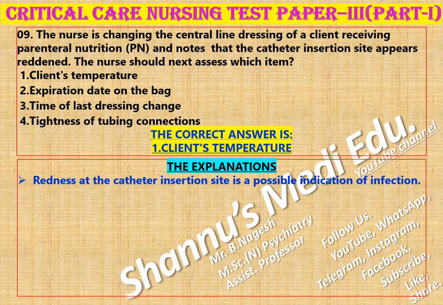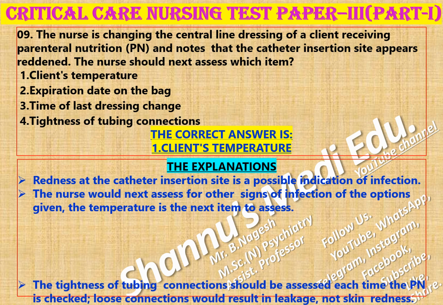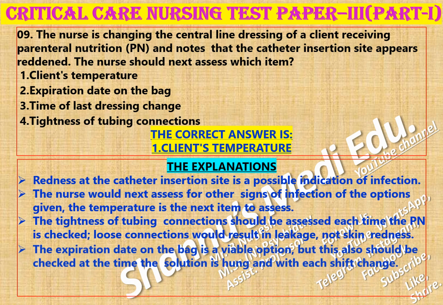The explanation of this question: redness at the catheter insertion site is a possible indication of infection. The next assessment would be for another sign of infection of the options given. The temperature is the next item to assess. The tightness of the tubing connection should be assessed each time the PN is checked. Loss of connection would result in leakage, not skin redness.